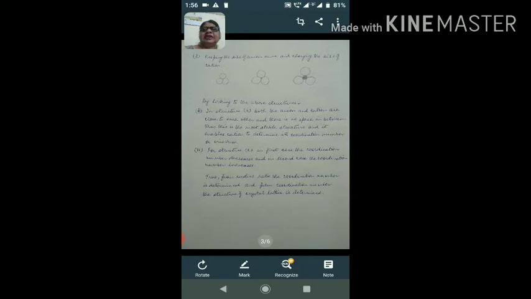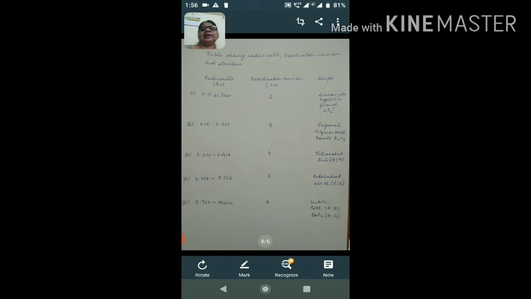In structure C, in the first case, when the size of the cation is the same, the coordination number decreases. And in the second case, where the size of the anion is the same, the coordination number increases. Thus, from the radius ratio, the coordination number is determined, and from the coordination number, the structure of the crystal lattice is determined. This is the table showing the radius ratio, coordination number, and shape.